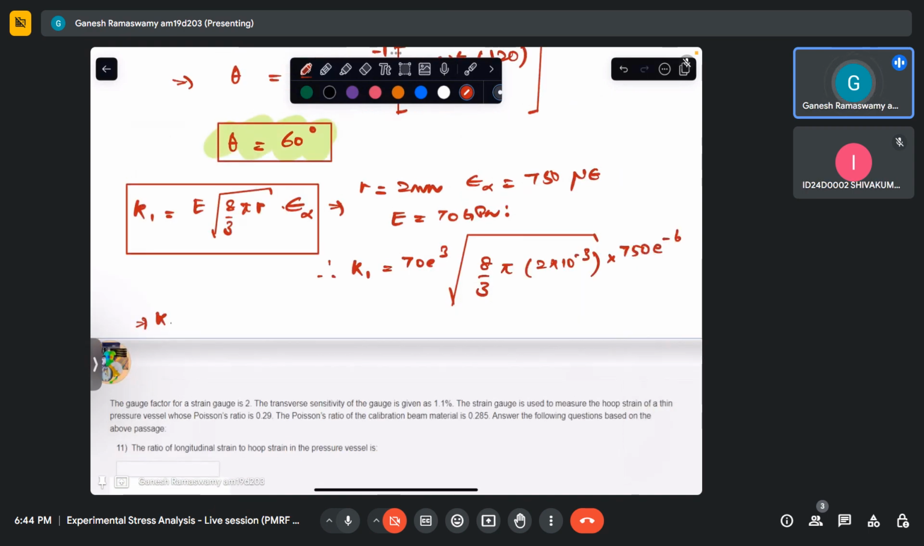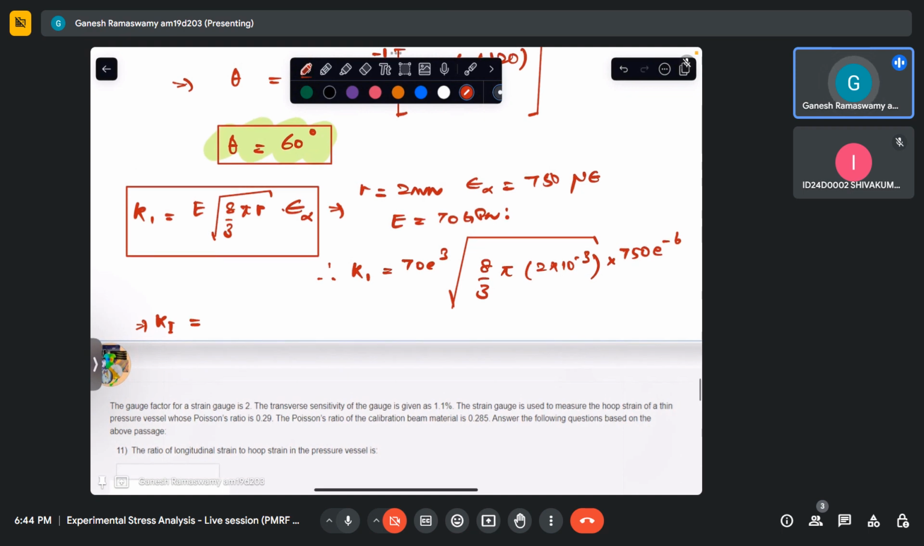So from here, K1 comes out to be, we'll just calculate 8 by 3 into pi, 2 into 10 power minus 3, root over, into 70 into 10 power 3 into 750 into 10 power minus 6. So this comes out to be 6.795, or 6.8 MPa root meter.